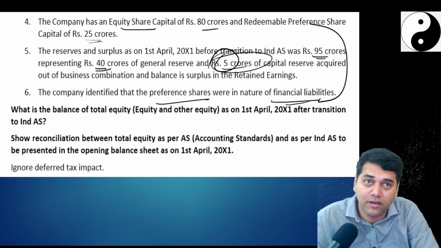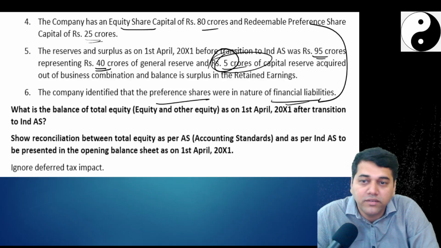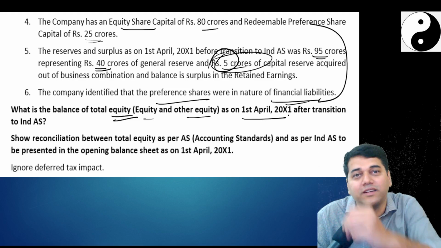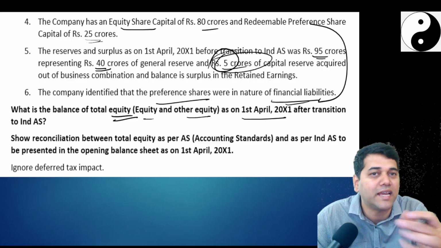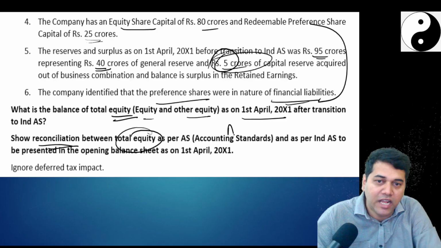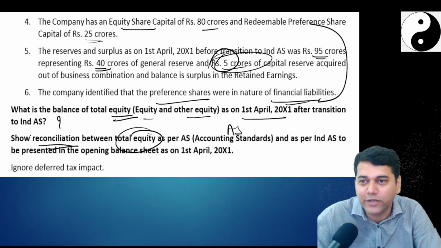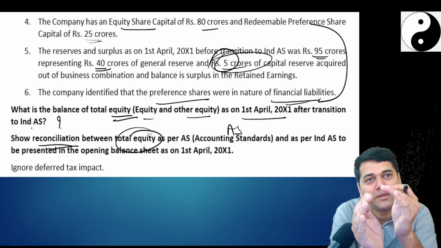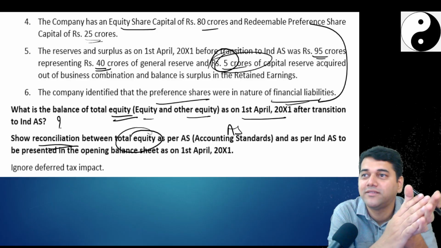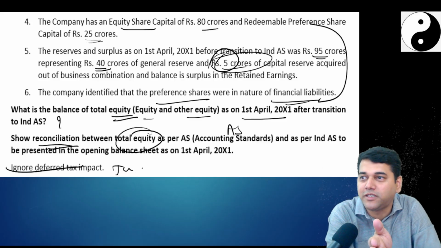Our assumption came just before, but they told it very clearly here. What is the total equity, which is nothing but equity plus other reserves, as on 1st April after transition? So it is just a calculation. Show the reconciliation between total equity as per previous GAAP and whatever balance you are going to get here. You have to get one balance, and this balance has to be reconciled with the previous balance. Ignore deferred tax impact, but assume tax rate to be 30%.